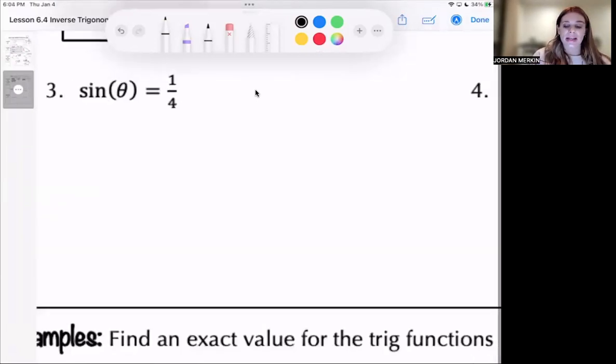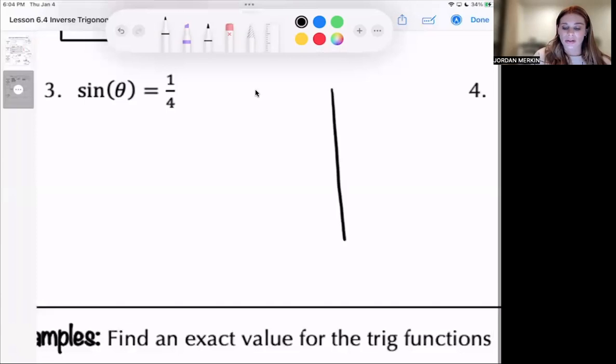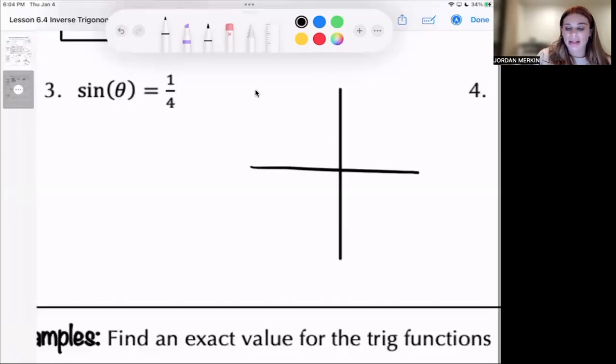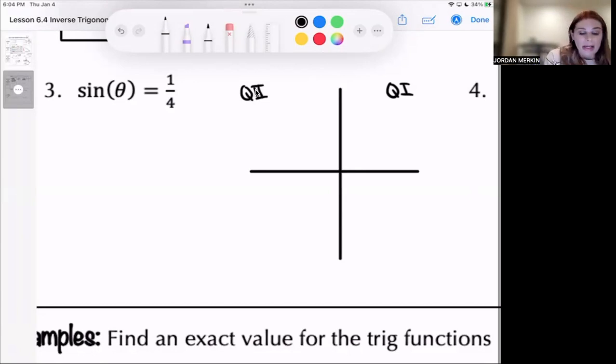We have sine of theta equals 1/4. So if I draw this out, remember we're looking in quadrant 1 and quadrant 2. Well, we have a slight problem here because sine is positive in both of these quadrants, meaning there is going to be more than one answer. To get the first answer, we can just use inverse trig. That gives us the answer in quadrant 1.